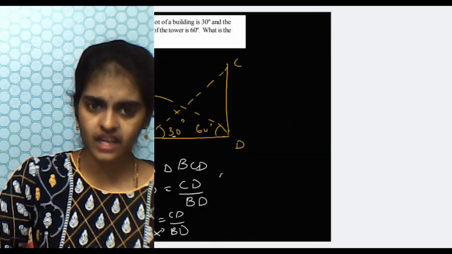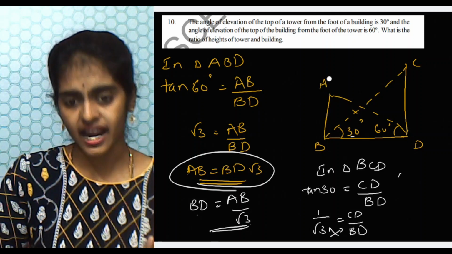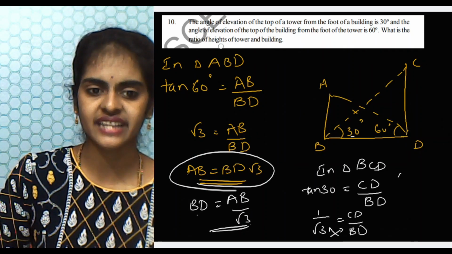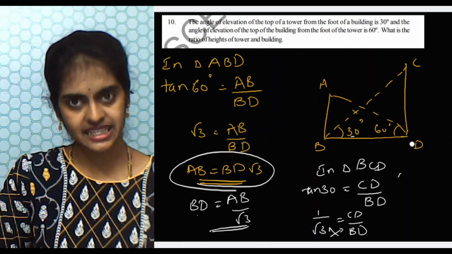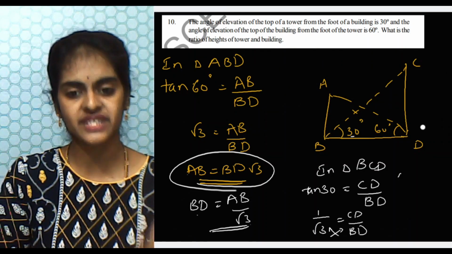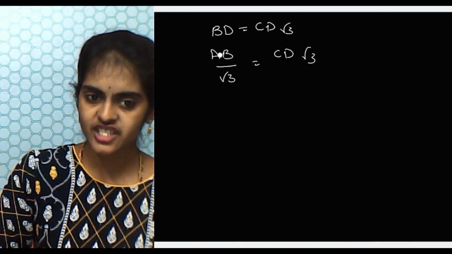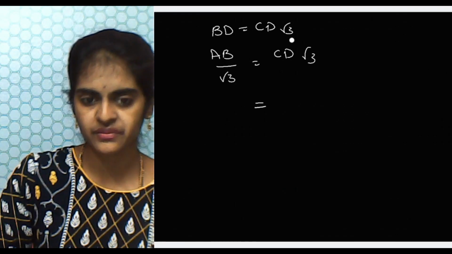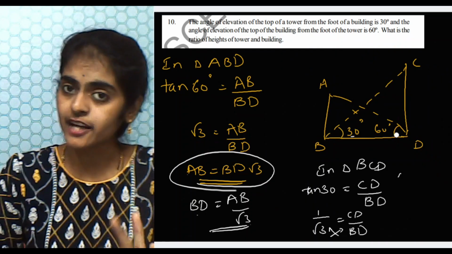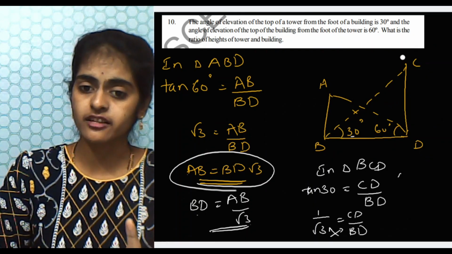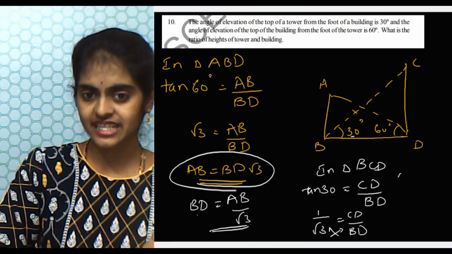Now AB and CD are nothing but the heights of the building and the tower. So you want the ratio of height of the tower and building. That means tower height is CD and building height is AB. Just send this AB to the other side. AB is the height of the building, and CD is the height of the tower. So you want the ratio of height of the tower and building. That means CD is to AB you want.